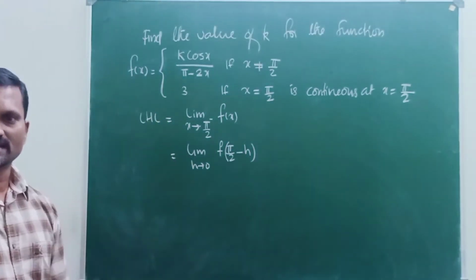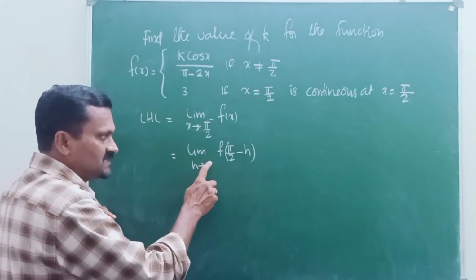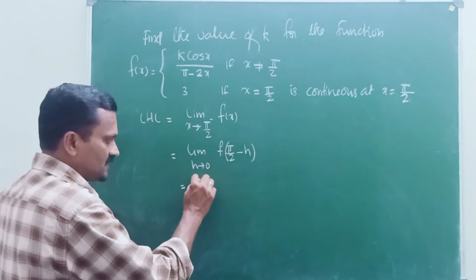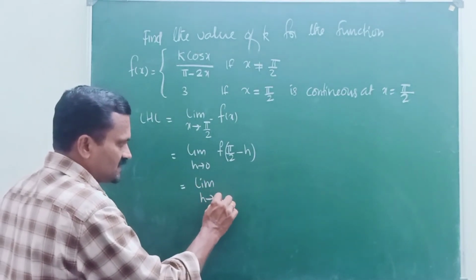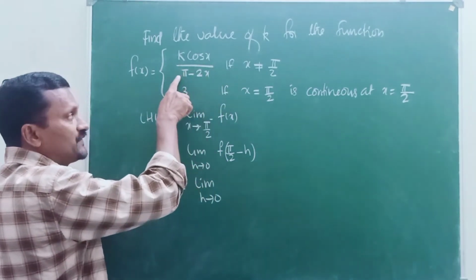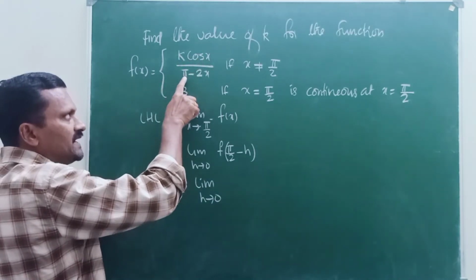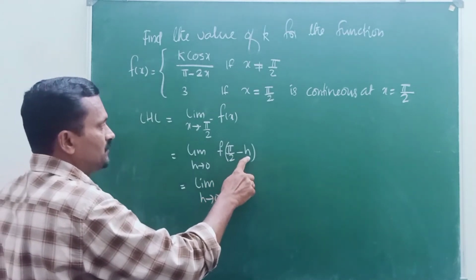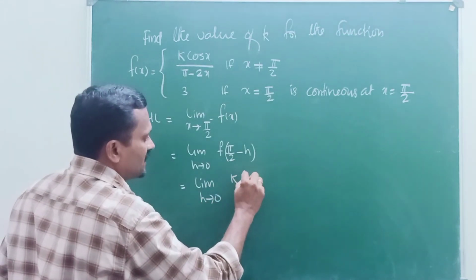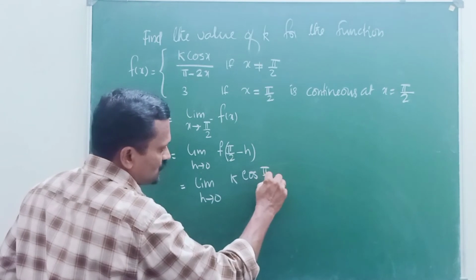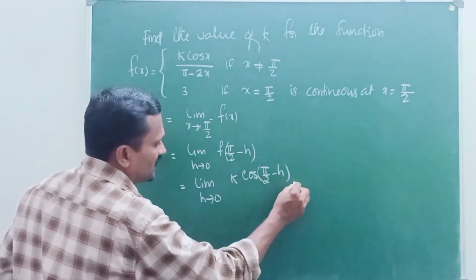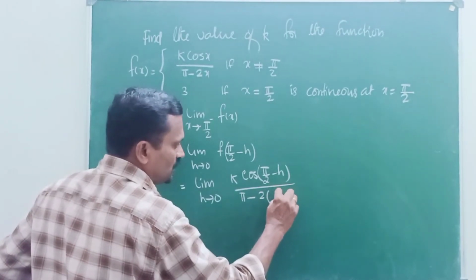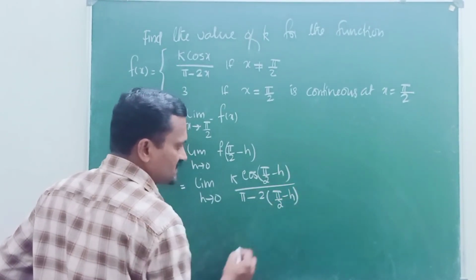Another method to find the left limit: limit h tends to 0, f of pi by 2 minus h. That is, limit h tends to 0. What is f of x? k cos x divided by pi minus 2x. Put x equal to pi by 2 minus h. k cos of pi by 2 minus h divided by, what's the denominator? Pi minus 2 into pi by 2 minus h.